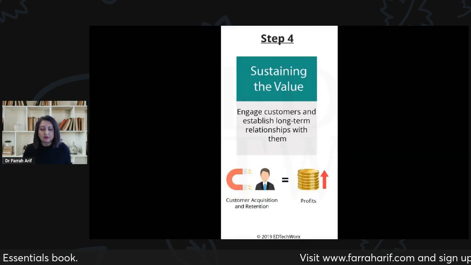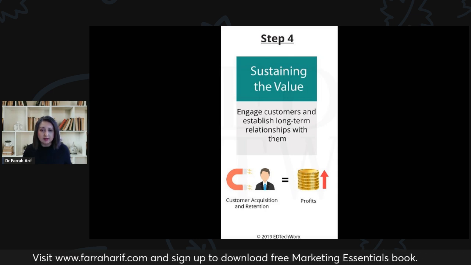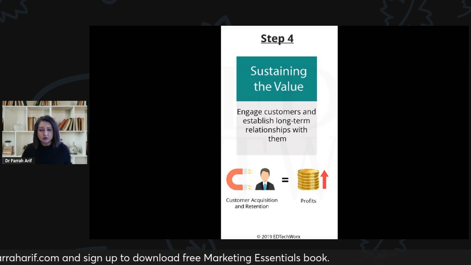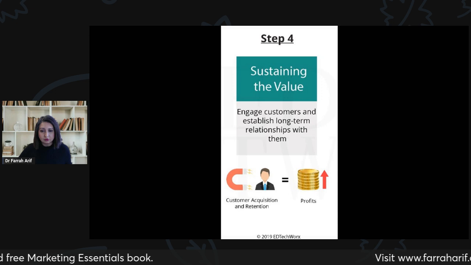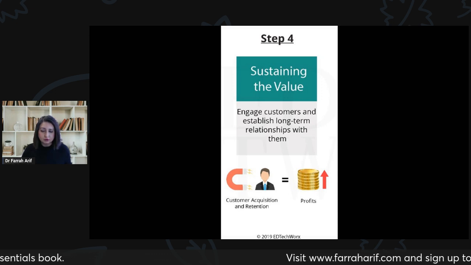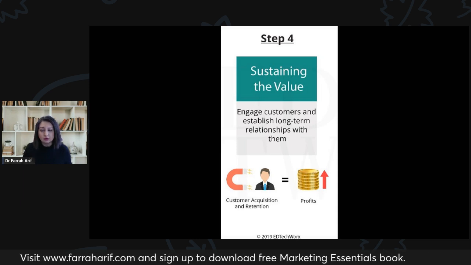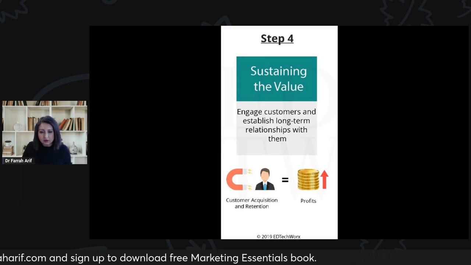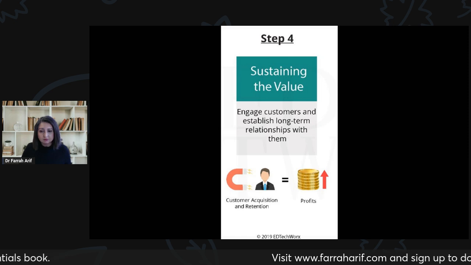Fourth, which is again a very important element of your four-stage model, is sustaining the value. So you have acquired the customer through your customer value creation through your 4 Ps, but it is so difficult to sustain the customer. So you keep on going into this value creation, which is great, but you also need to sustain the value.